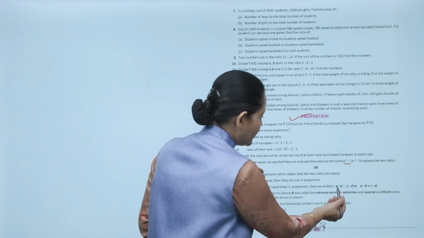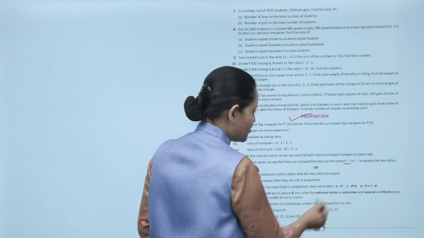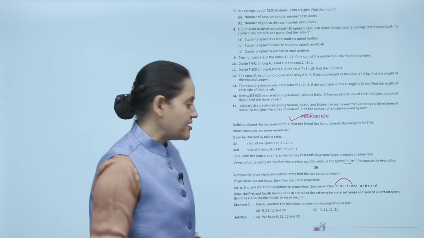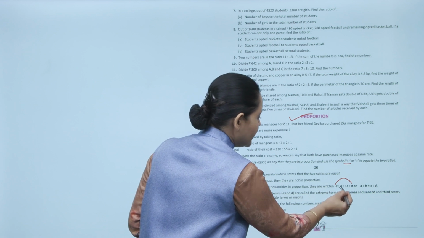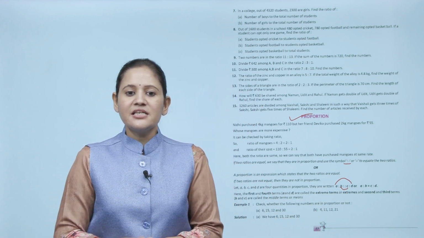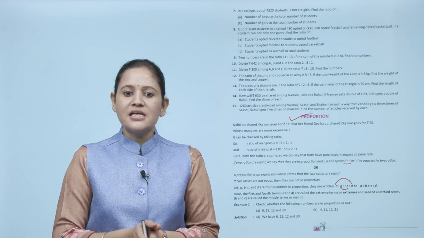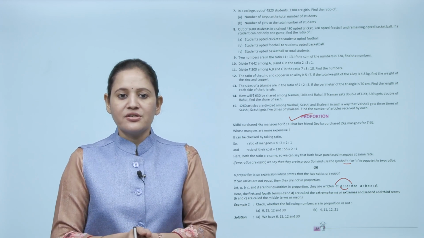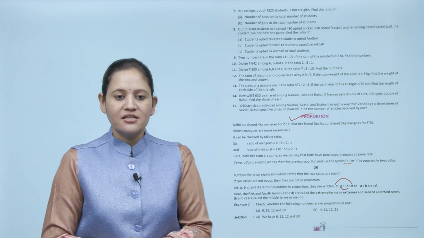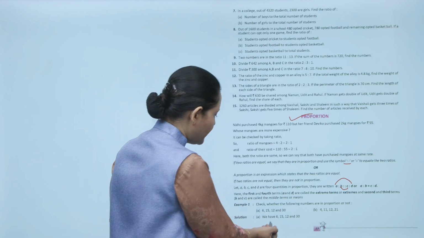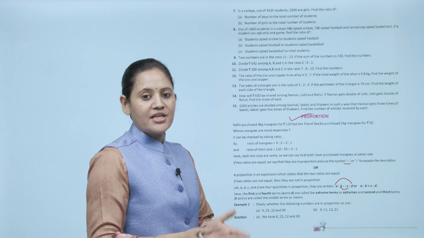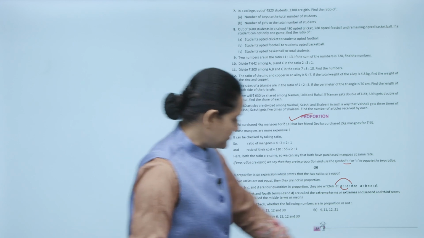So A ratio B proportionate to C ratio D. A and D are called extreme terms, and B and C are called middle terms. Example लेते हैं, check whether the following numbers are in proportion or not. First is given 6, 15, 12 and 30. So solution, we have the numbers 6, 15, 12 and 30. We have to check whether they are in proportion or not.